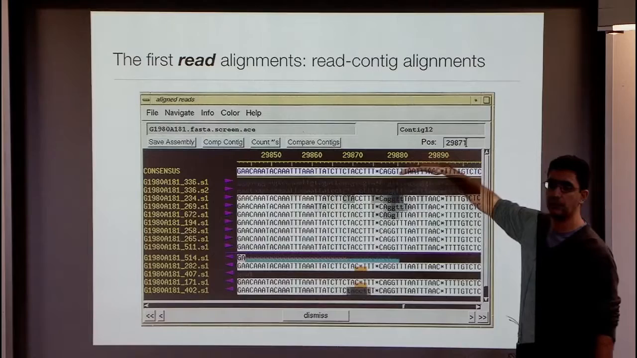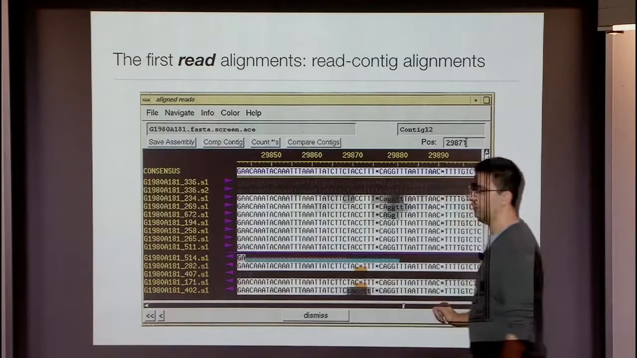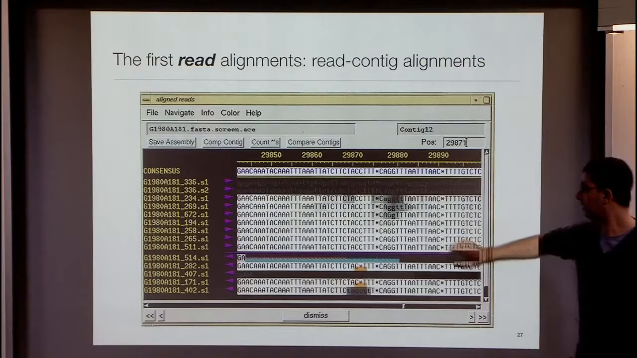So a contig is a longer piece of sequence obtained by gluing together the DNA. And then they took all the reads and they tried to compare them to the contig and to each other. And that was the first sequence line. And the goal here was to find errors in the sequence. Still today an important thing to do.